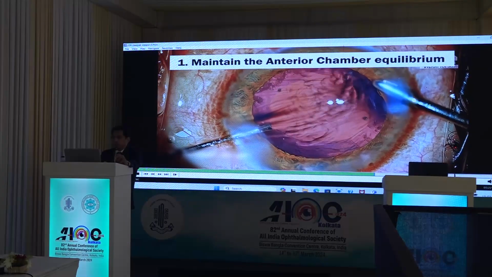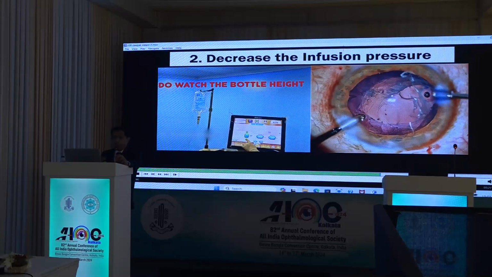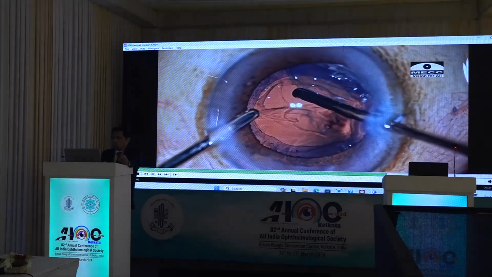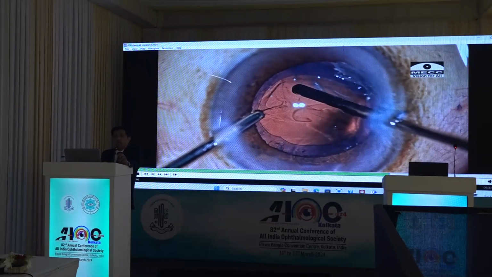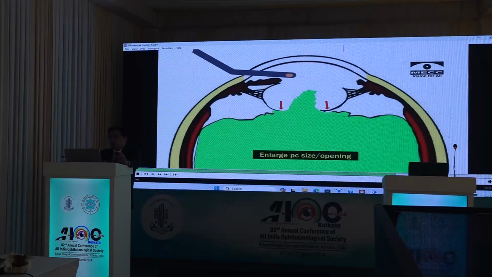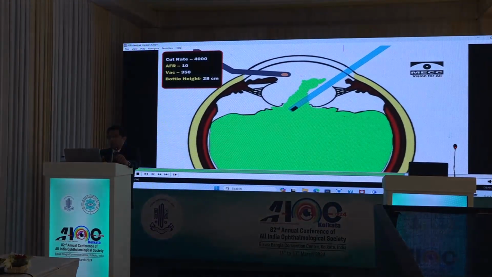So, to summarize, always maintain the chamber and never allow it to shallow. You have higher chances of decreasing the rate of PC tear enlargement. Use a low bottle height, that's important. And third would be to position your port appropriately. This is one thing which is not highlighted, the infusion pressure. People forget to lower it as you start doing vitrectomy, and if you don't, it blows open.